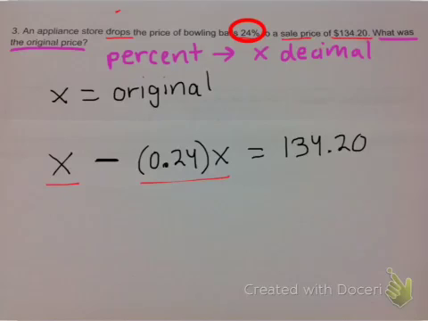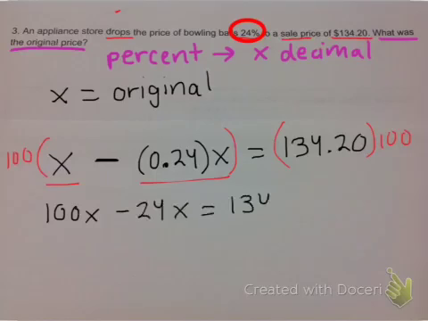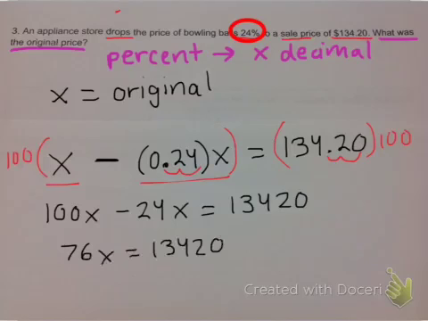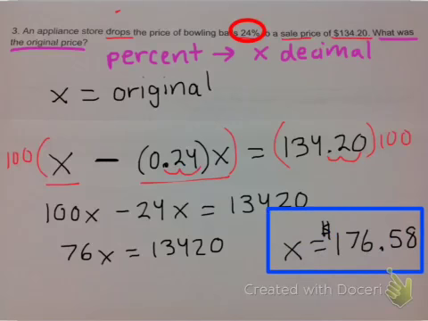So remember, I'd like to clear my decimals in this problem, so I'm going to multiply everything by 100. So I get 100x minus 24x equals 13420. All that did was move my decimal point over two spaces. Okay, and now I combine like terms, and I get 76x equals 13420. And then when I divide, I get $176.58. And since it asks what was the original price, make sure you include your units, which is dollars. And here I rounded to the nearest hundredth because that's how we represent money.